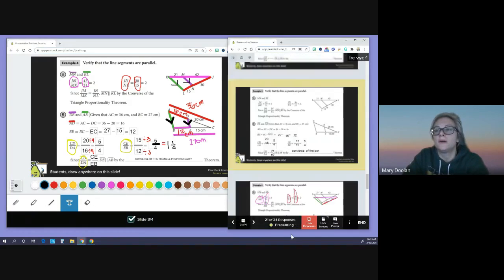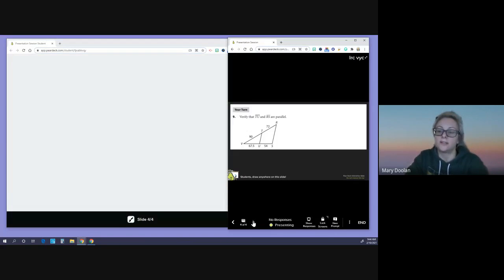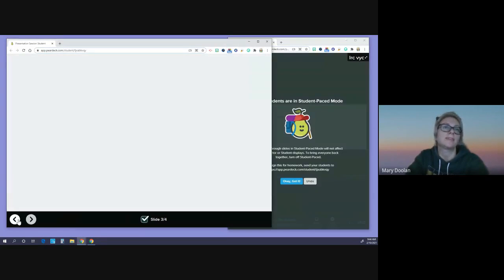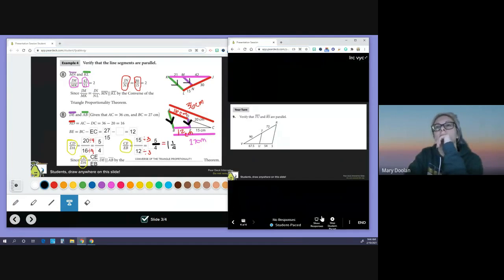Okay. All right. So last slide. Look at that, we're on the last slide. And I'm going to put you on student paste so that I can leave this up if you're still copying this. And what I want you to do is do this last slide. You're going to verify that TU and RS are parallel.